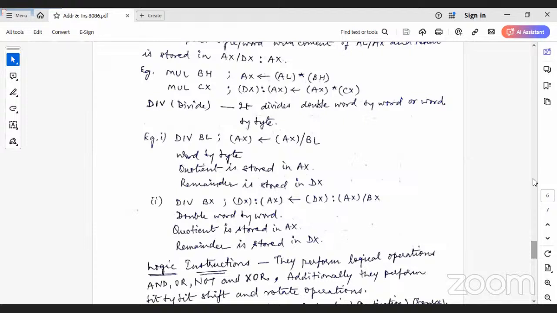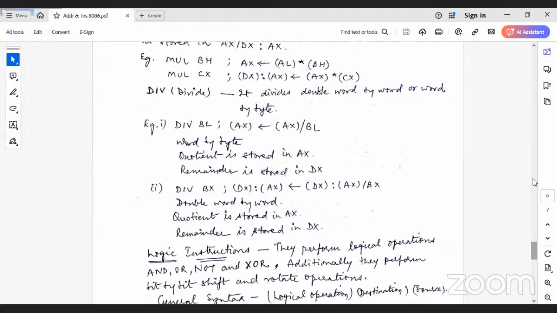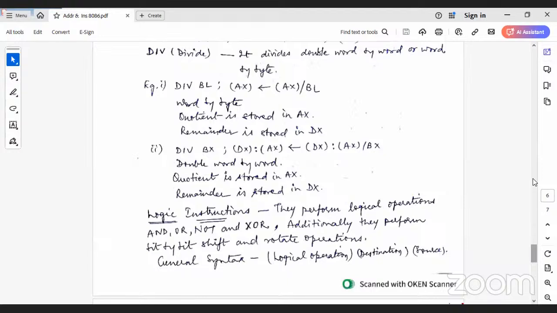Similarly, in DIV BX, the quotient is stored in AX and the remainder is stored in DX. So in both the cases, the quotient is stored in the accumulator and the remainder is stored in DX, some other register. So this is how you have to discuss the arithmetic instructions.